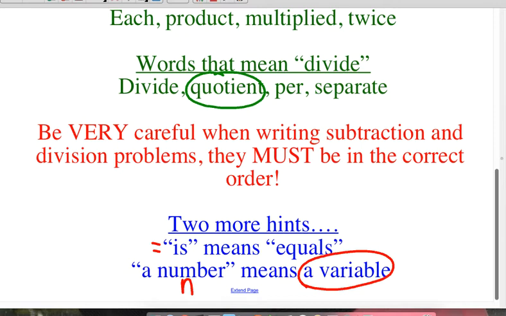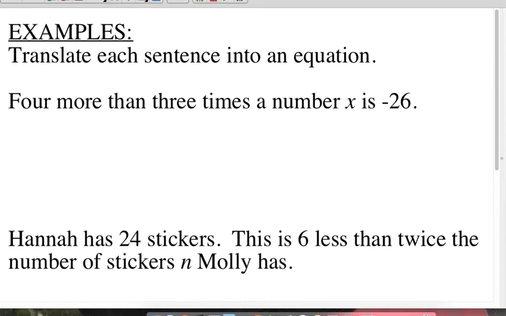So be very careful when you're choosing whatever variable you choose to use so that you don't mistake it accidentally for a symbol of math or an actual number. All right, so here's examples of what we're going to be doing. It says, translate each sentence into an equation. Here's the first one. I'm going to read it once straight through. Then I'm going to go back and take notes on it. It says, 4 more than 3 times a number x is negative 26.